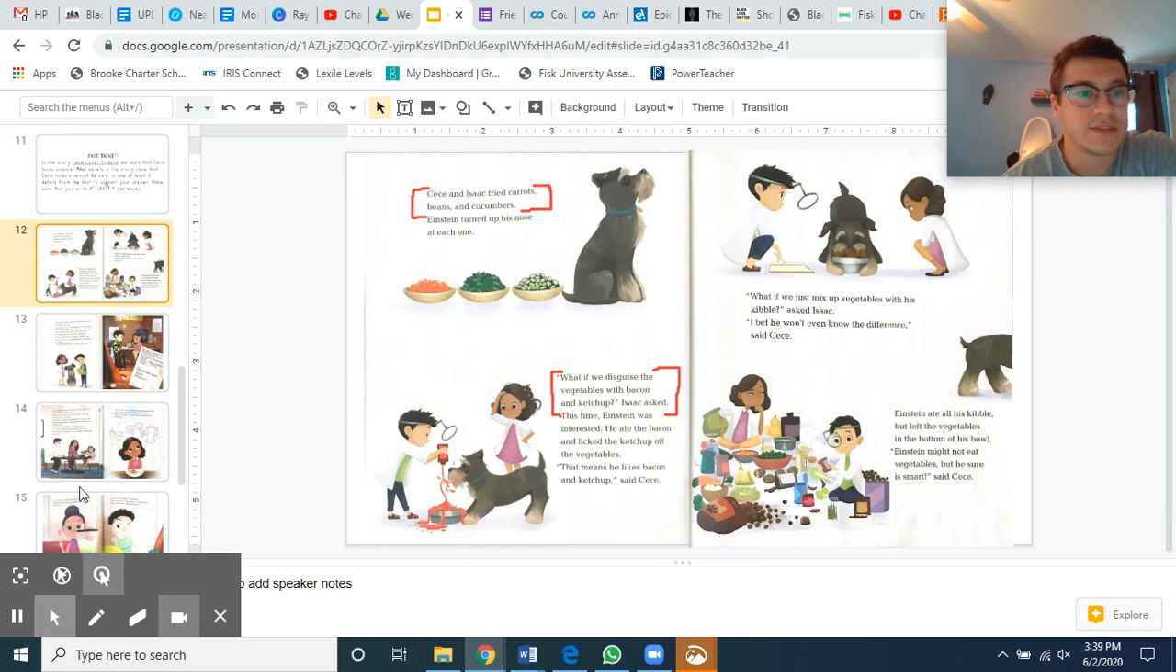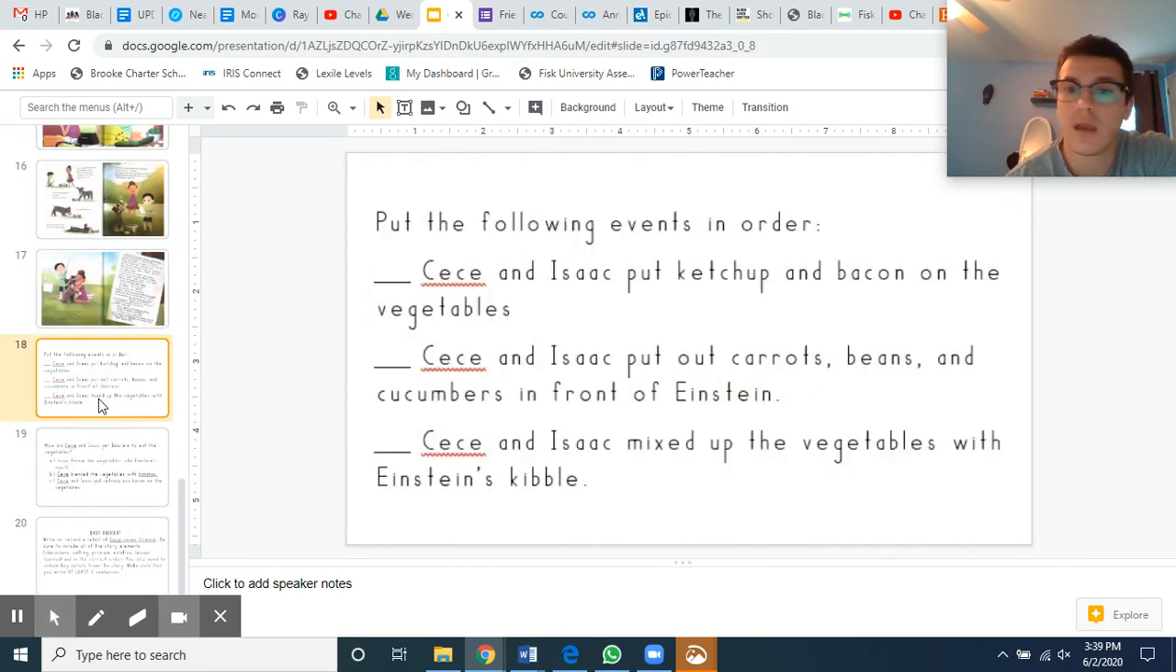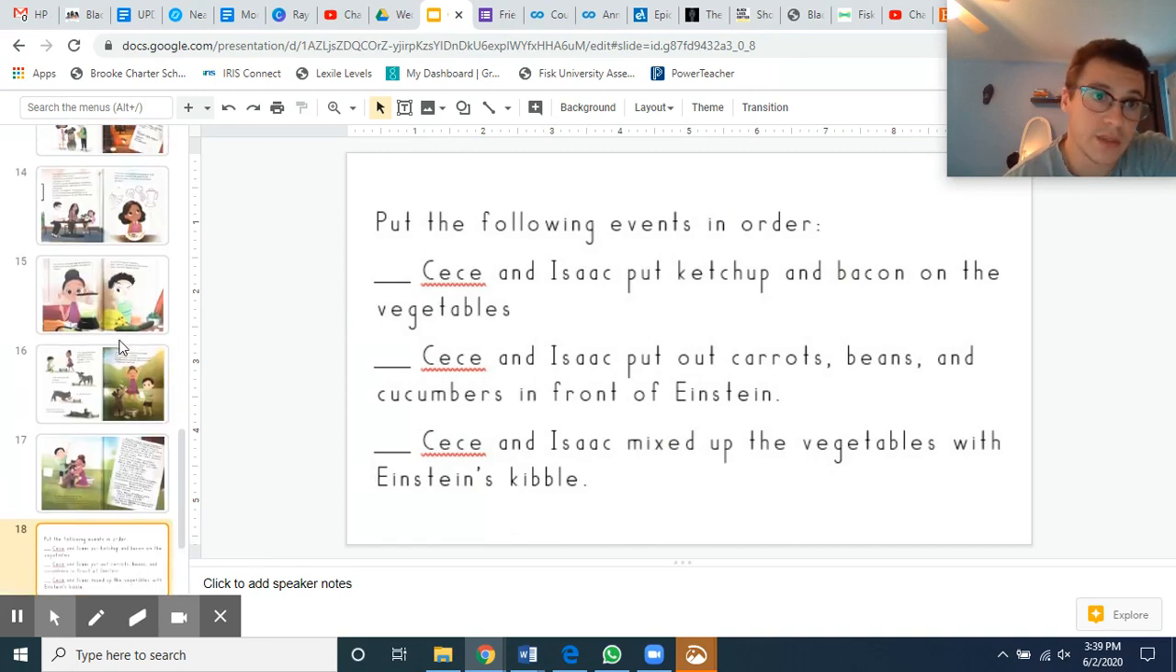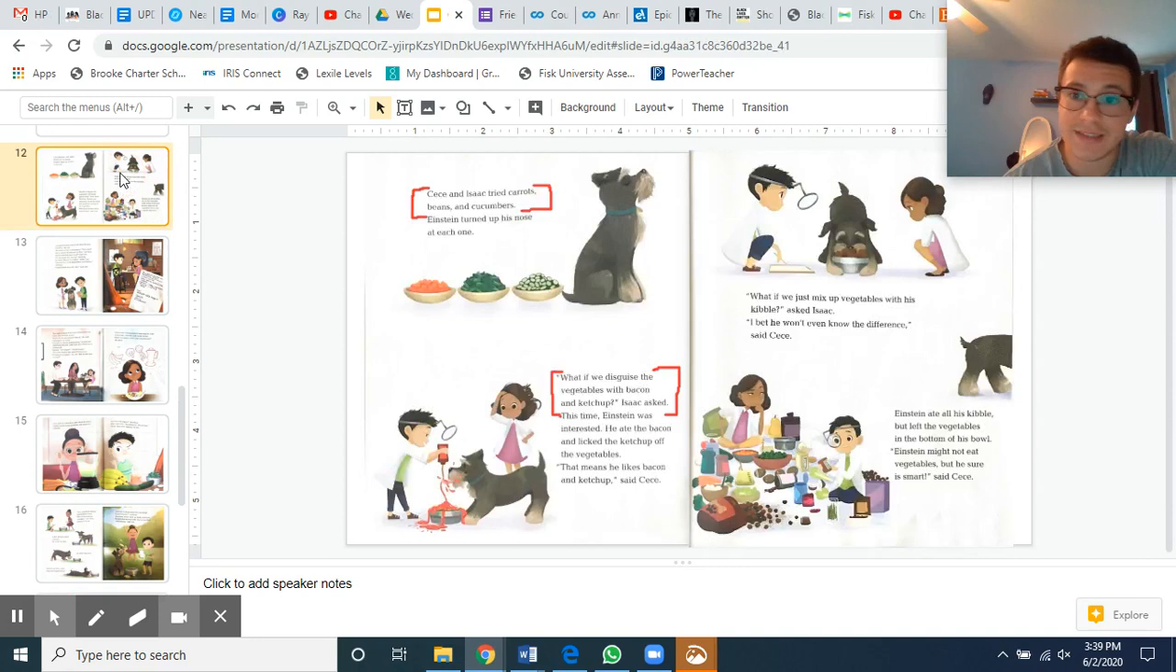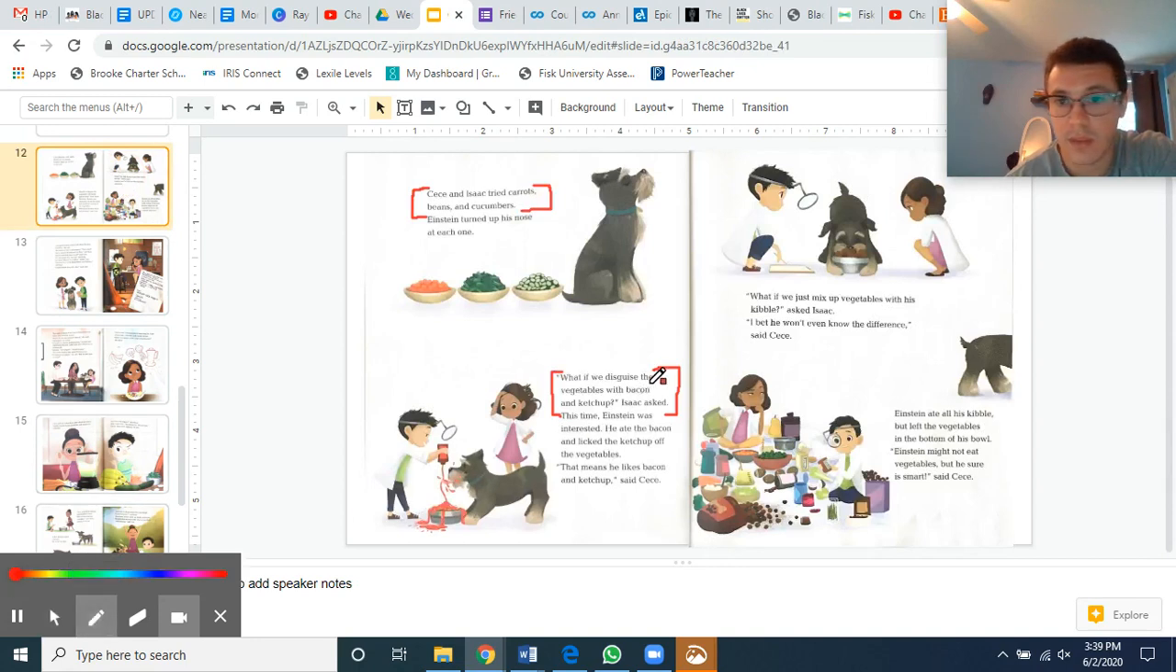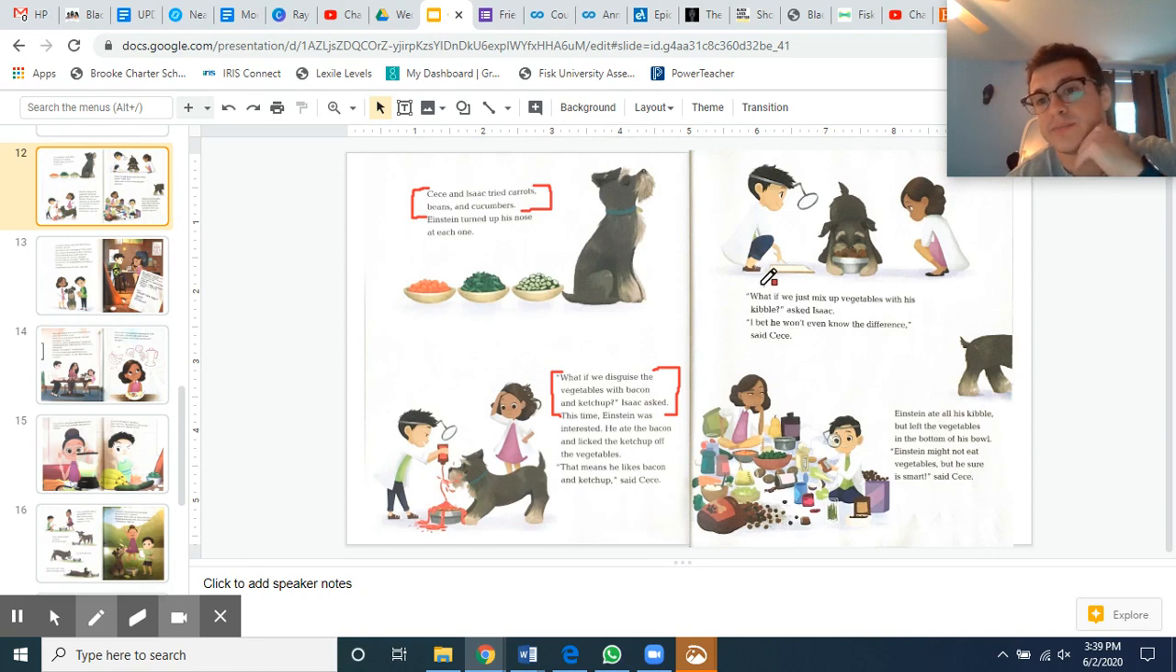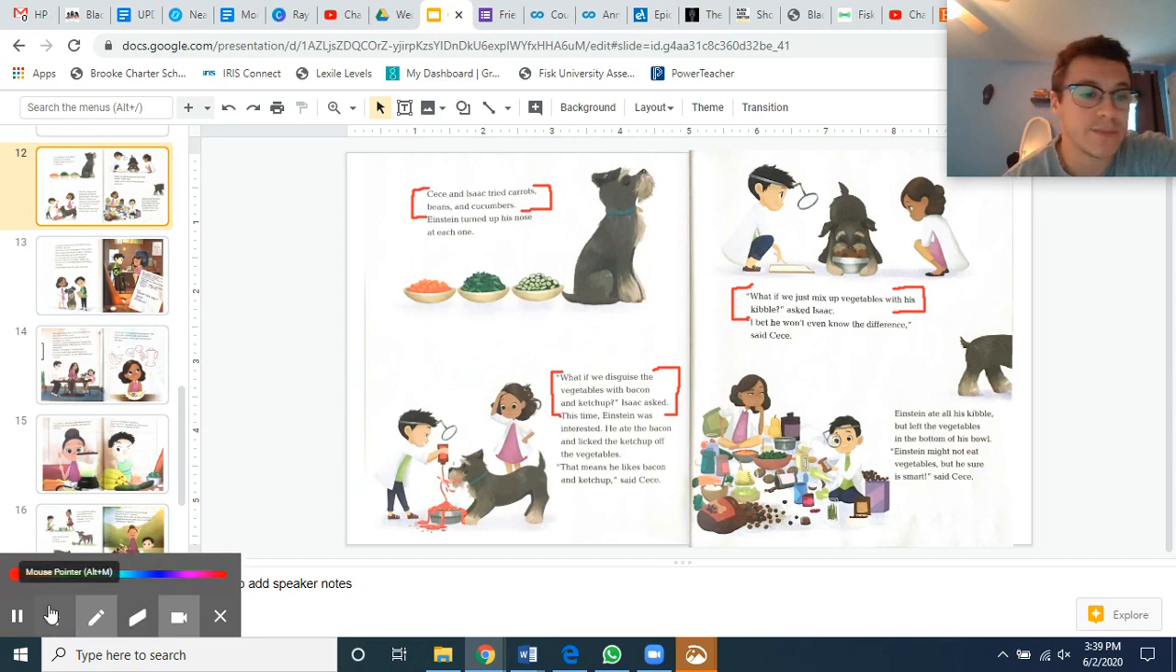And then let's see, what's the last one? Cece and Isaac mixed up the vegetables with Einstein's kibble. All right, so they mix up the vegetables with Einstein's kibble. And we can see that happens over here. What if we just mix up vegetables with his kibble? Asked Isaac. I bet he won't know the difference, said Cece. But he did. He did know the difference. The smart dog. All right, so we found our text evidence for all three.